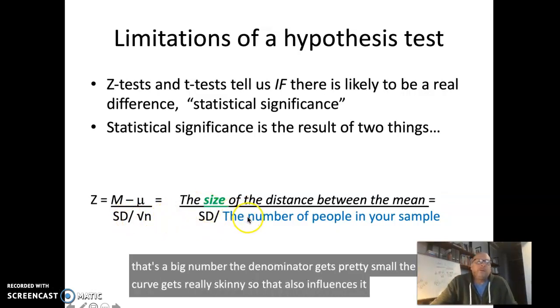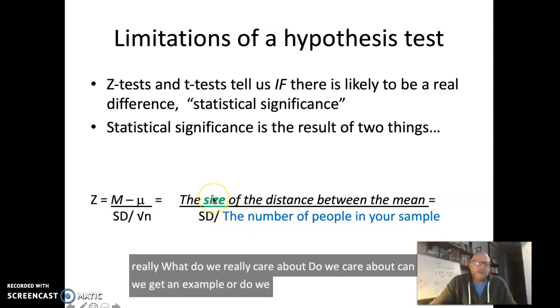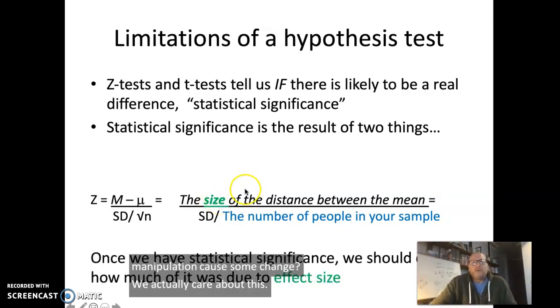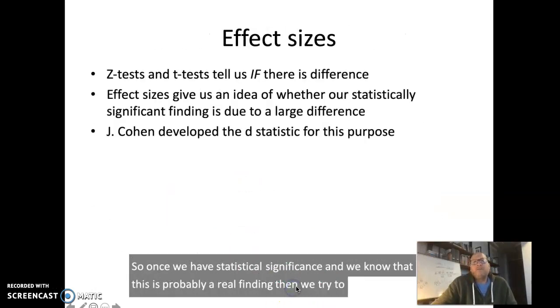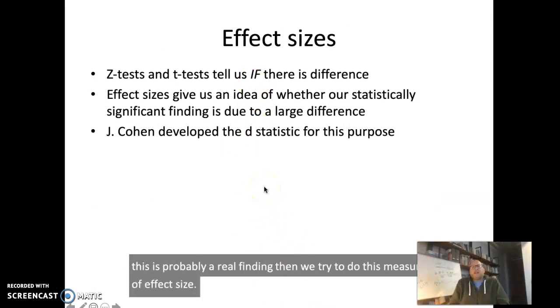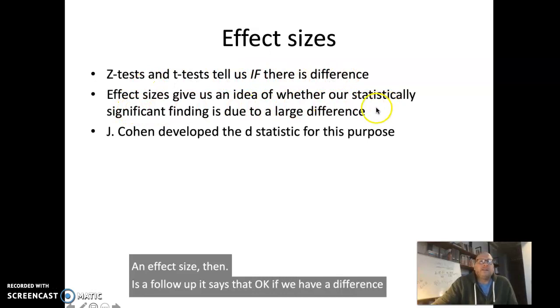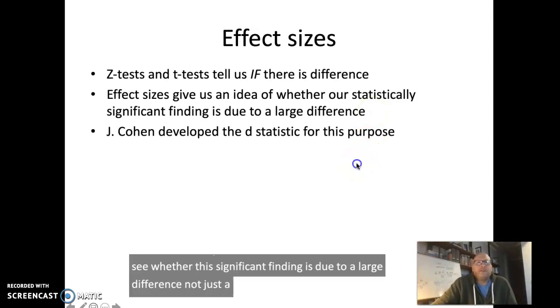Now, what do we really care about? Do we care about, can we get a big sample, or do we care about, does our manipulation cause some change? We actually care about this. So, once we have statistical significance, and we know that this is probably a real finding, then we try to do this measure of effect size. And an effect size, then, is a follow-up. It says that, okay, if we have a difference, let's see whether this significant finding is due to a large difference, not just a large sample size.